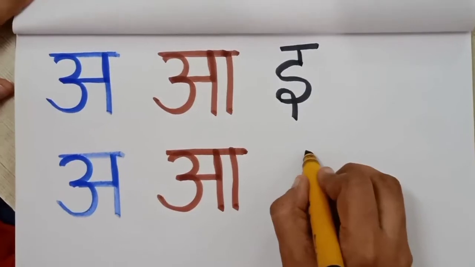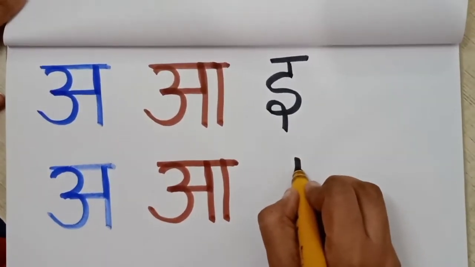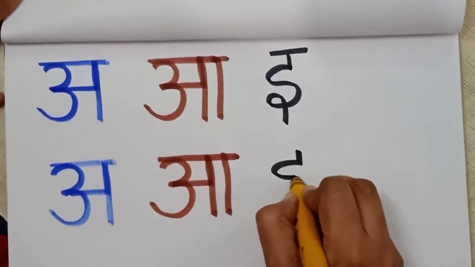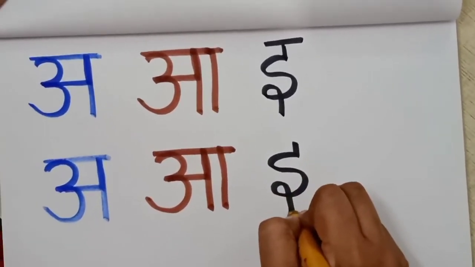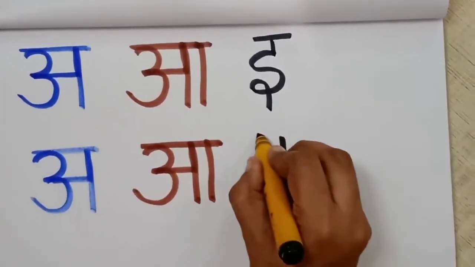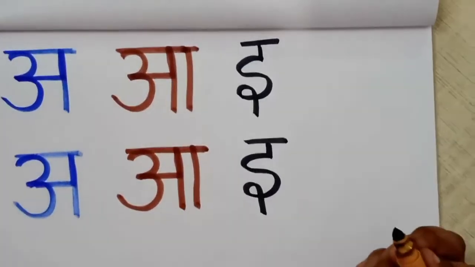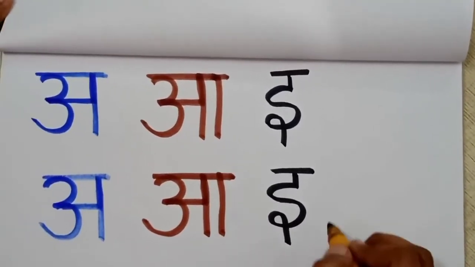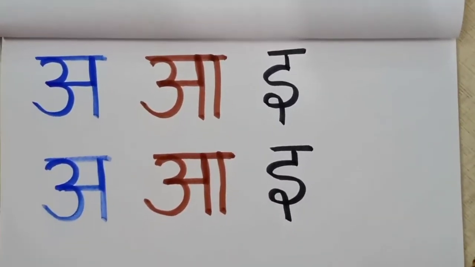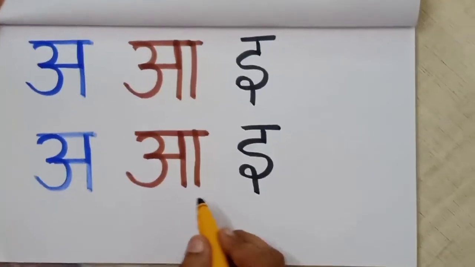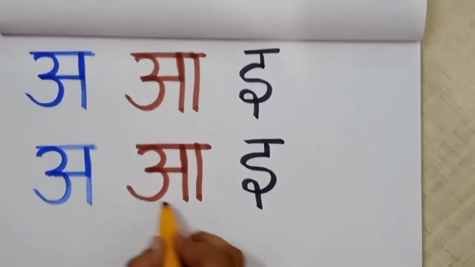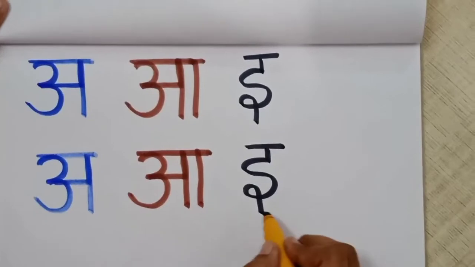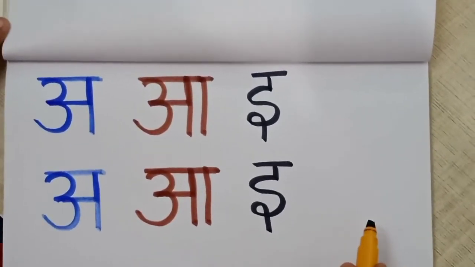E say Imali. 1, and then like letter S, down one circle, bring it down, and then up a sleeping line, letter E. E say Imali. So A say anar, A say arm, and E say Imali.